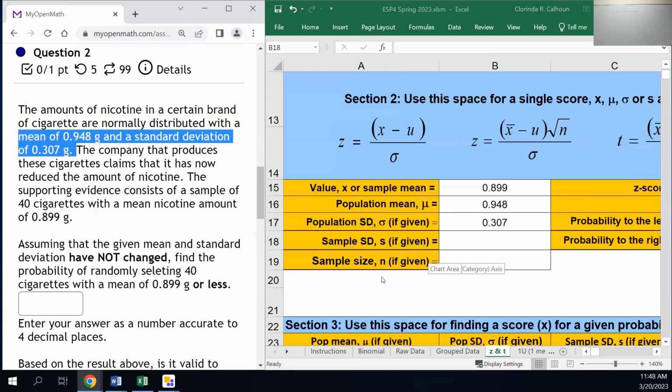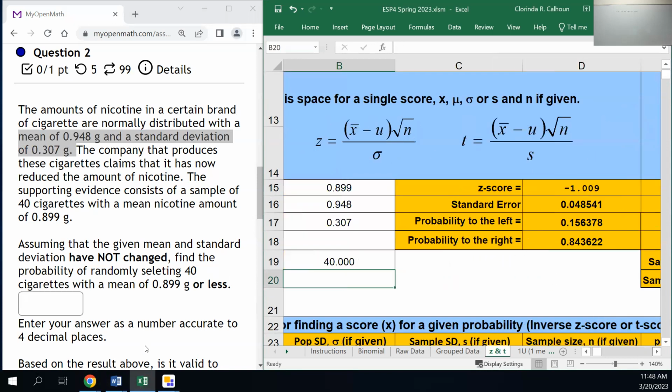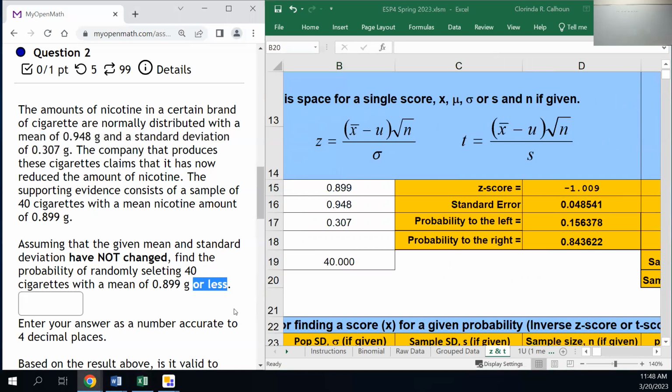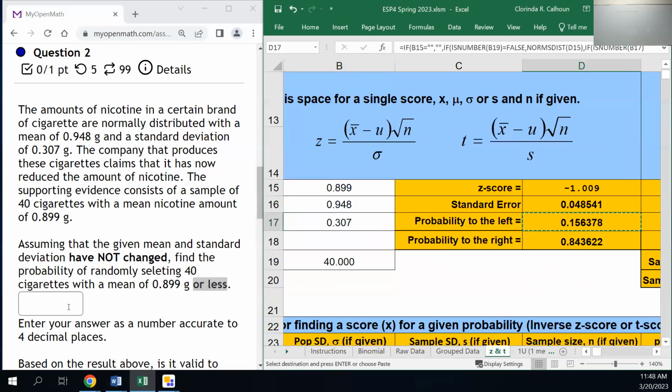Now, don't forget, we have a sample size. So at the bottom, you have to type in your sample size. This is asking for the mean of this number or less. Which probability do we want for less? Left. So we want to copy the left.